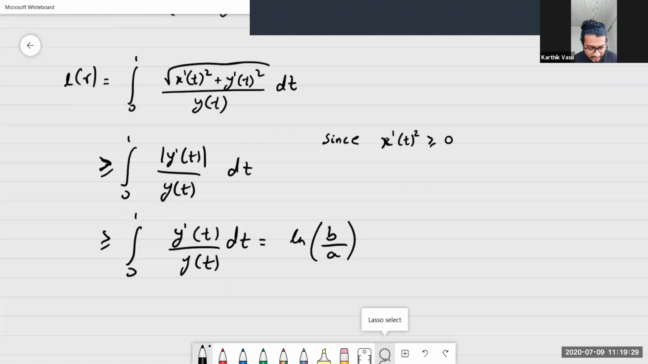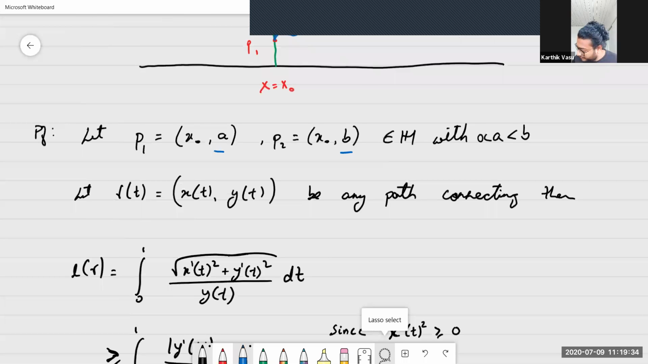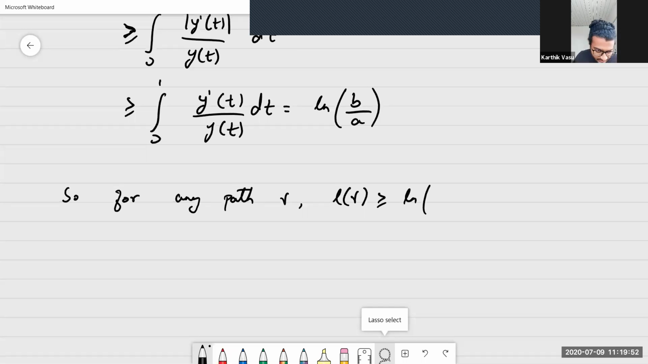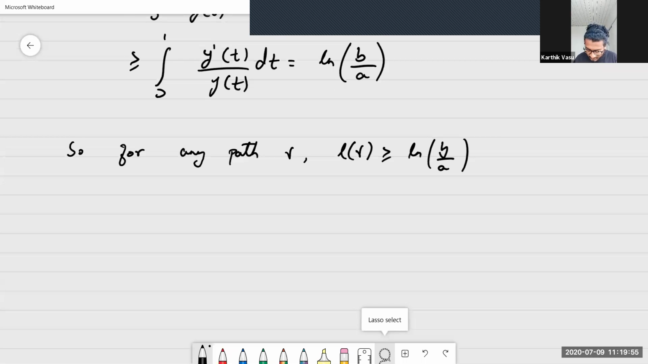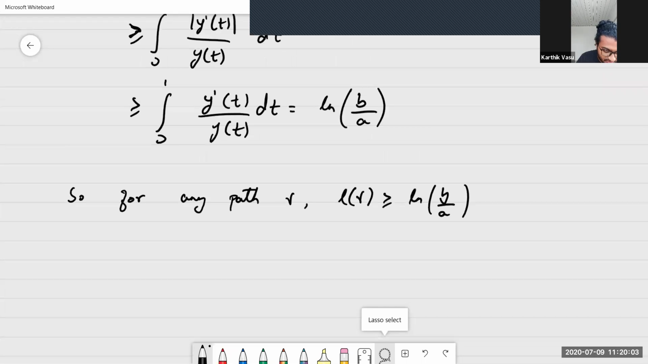This B and A are the coordinates B and A here. So for any path gamma, we have length of gamma is greater than or equal to logarithm of B by A, right? Now if we find a path which achieves this length, then we would have found a geodesic.